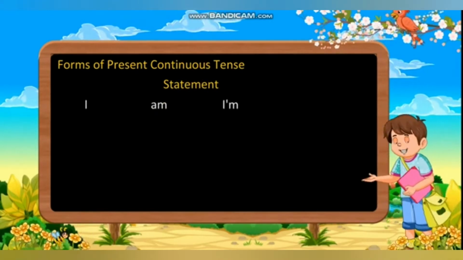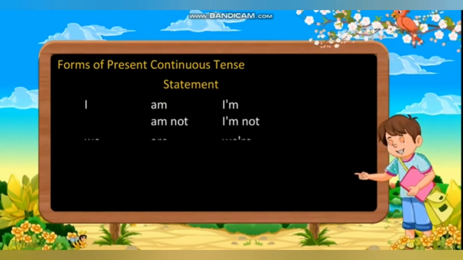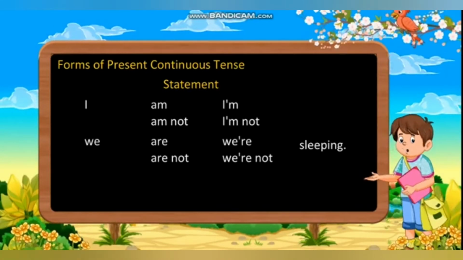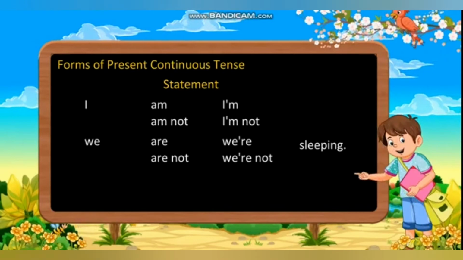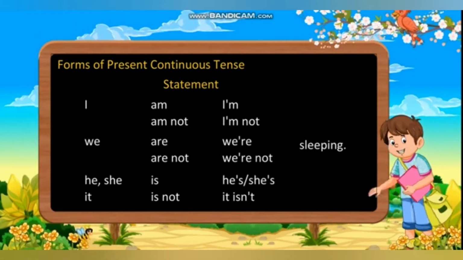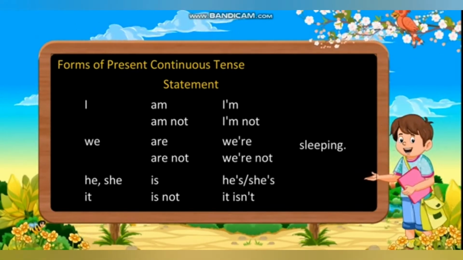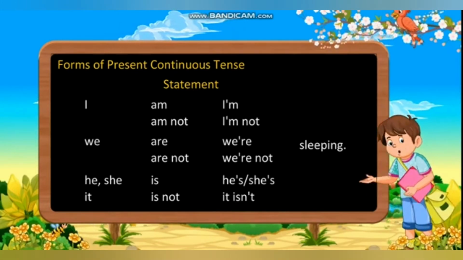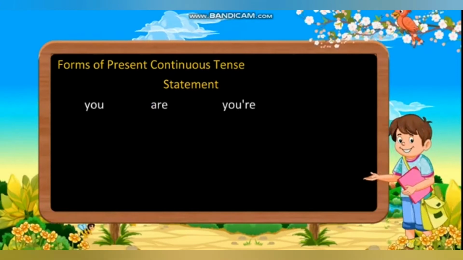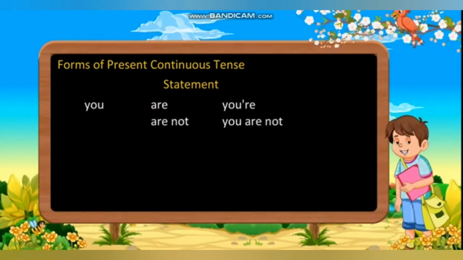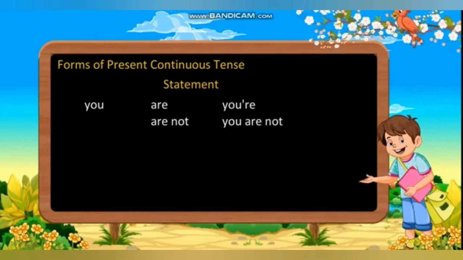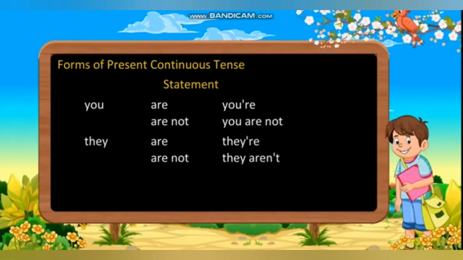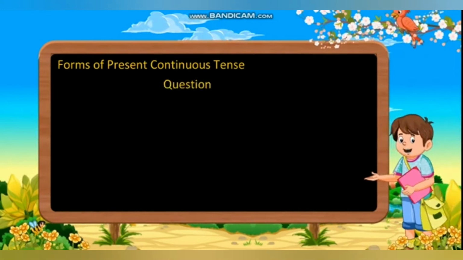Statement: I am not sleeping. We are not sleeping. He, she, it is not sleeping, he isn't, she isn't, it isn't. You are not, you aren't, they are not, they aren't.